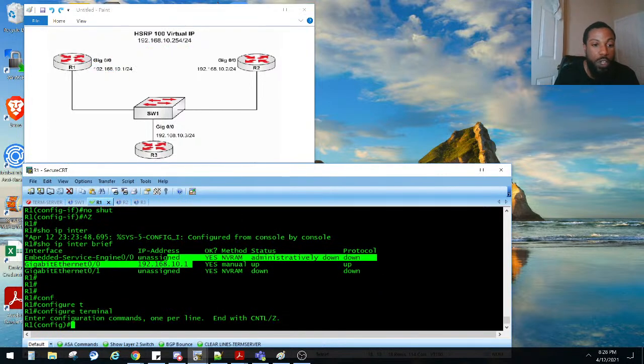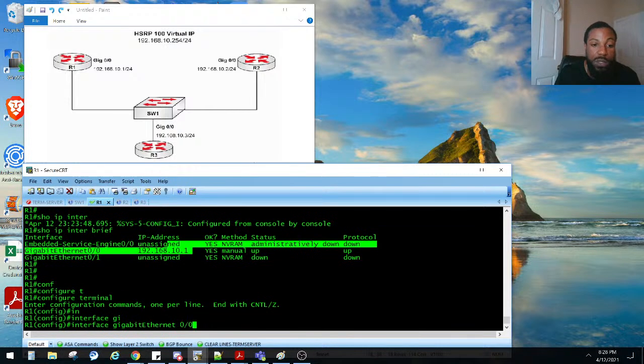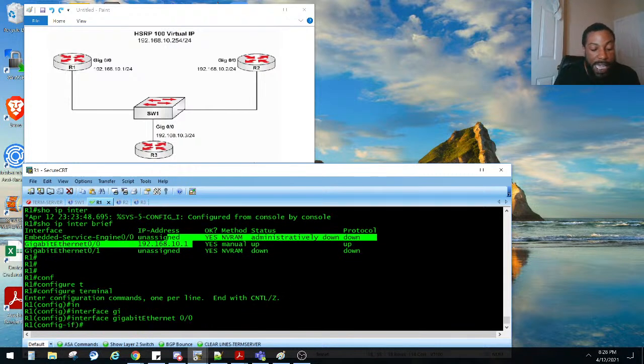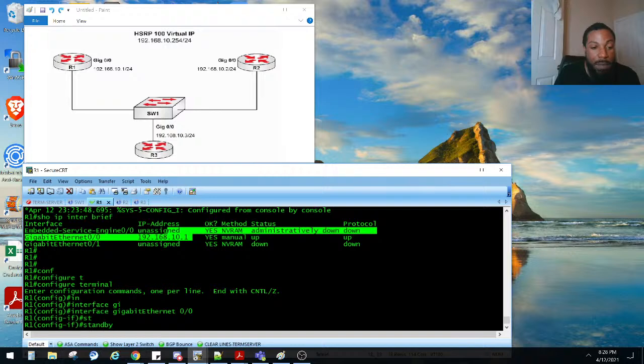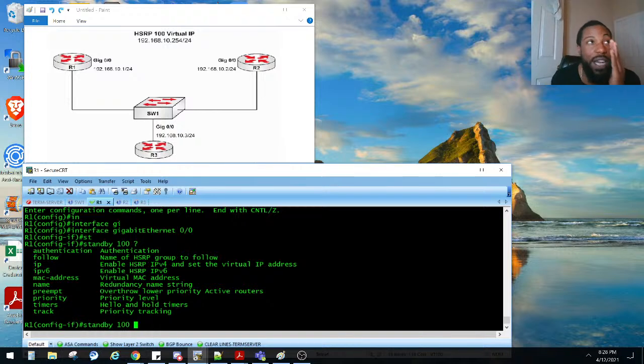So we're going to go to global config mode, interface Gi0/0 in this case. And the command for that is standby, and we put the group. They said they wanted group number 100. Now, I remember when I first did a run on this, and that's another thing too, I started doing practice runs just so I know what I'm talking about, right?